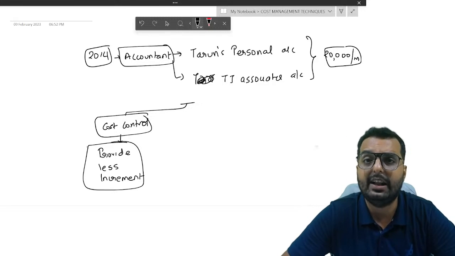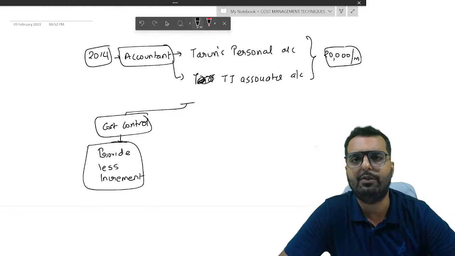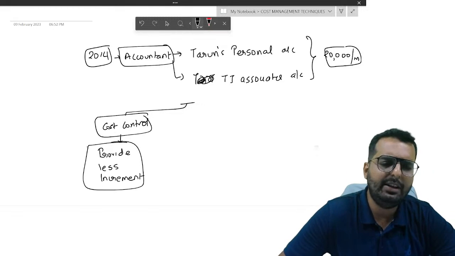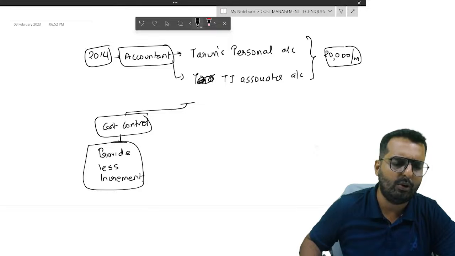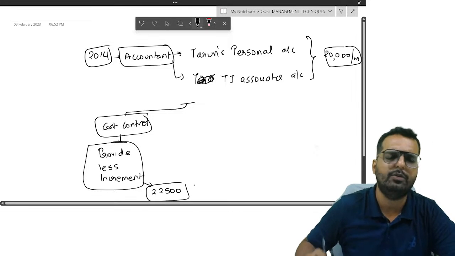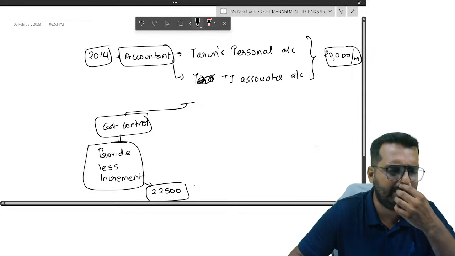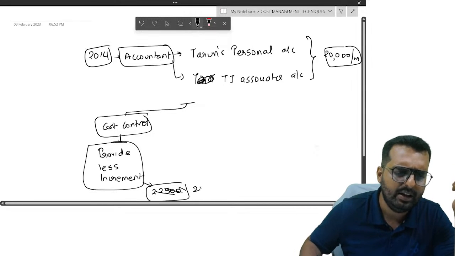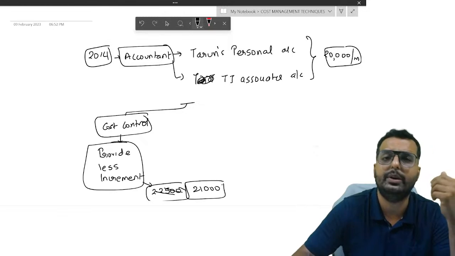Tell me, is that a good way of reducing cost or a bad way? Friends, that is a very bad way of reducing cost, because whatever happens, I will end up paying, let us say, 22,500. Even if I'm talking about 5%, it will be even less, maybe I'll pay the accountant a salary of 21,000.